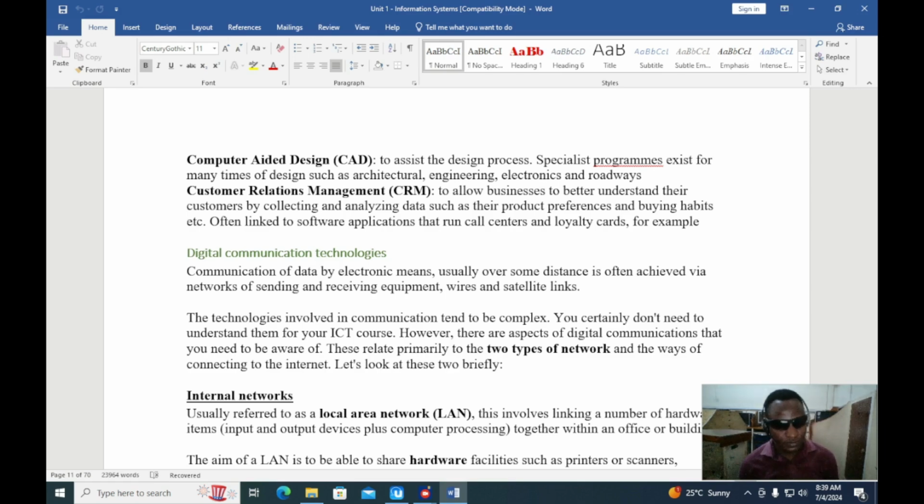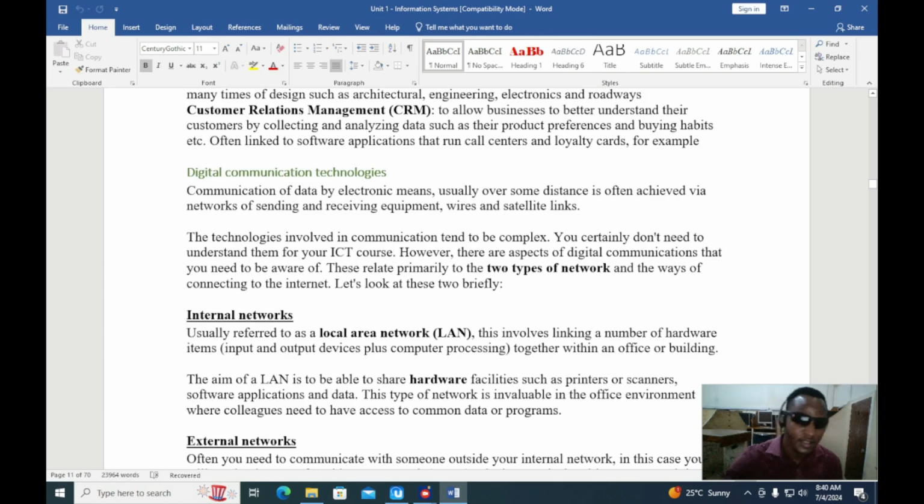Now, in digital communication technology, which is the second broad category under which we look at ICT, we are looking at the communication of data electronically. We have some distance that is achieved via networks. So we are sending and receiving equipment via networks, or via wires, or via satellite links.